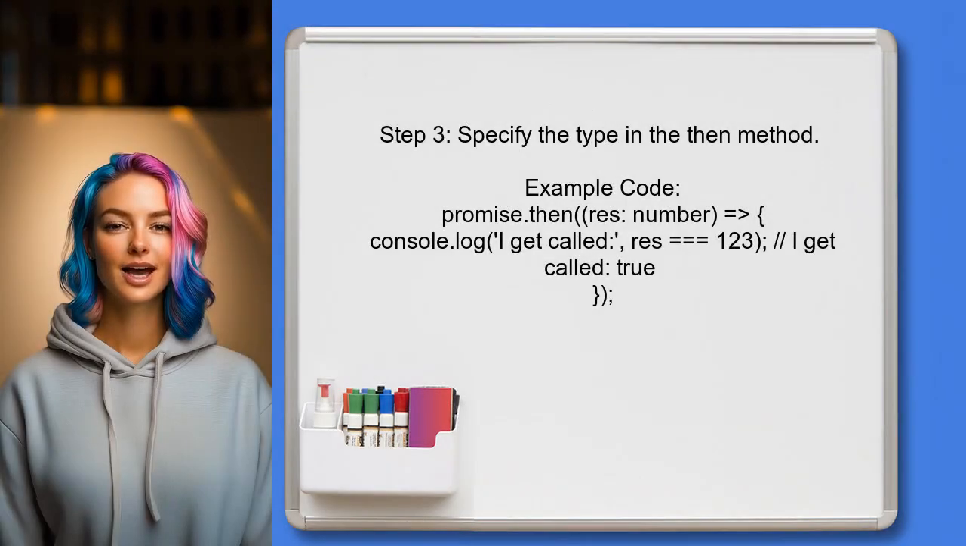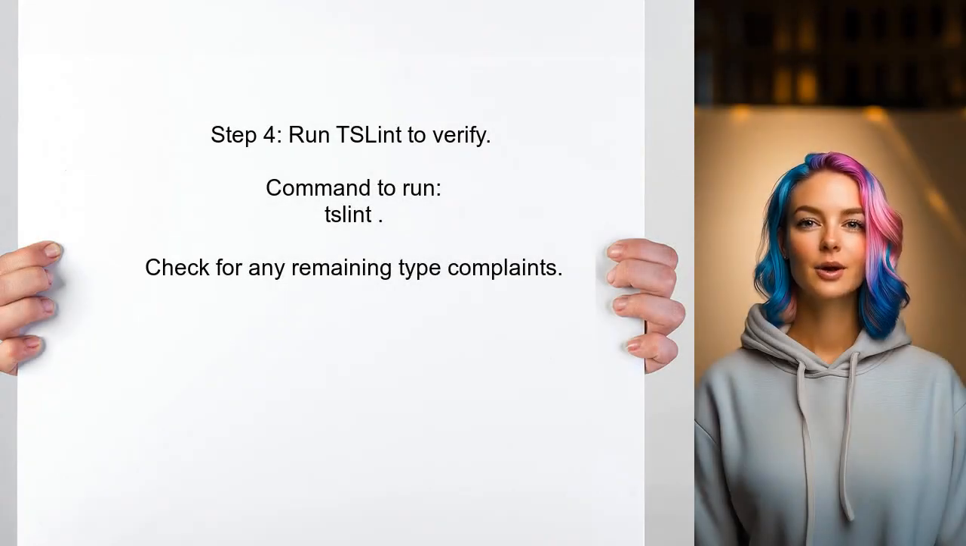Now, let's update the then method to specify the type of the result. This will help TSLint understand what type to expect when the promise resolves. Finally, the user should run TSLint again to verify that there are no more complaints about the types. This ensures that the code adheres to the defined type rules.